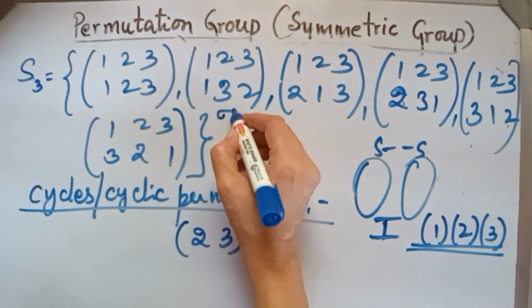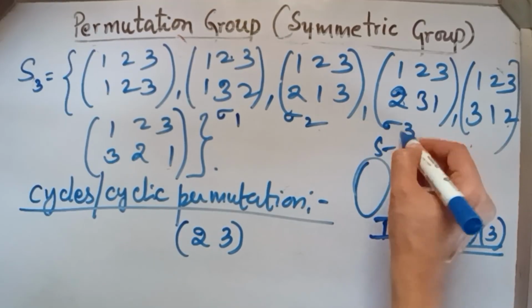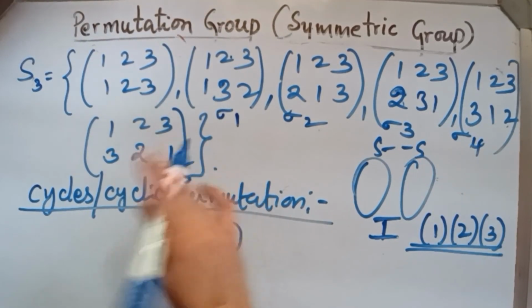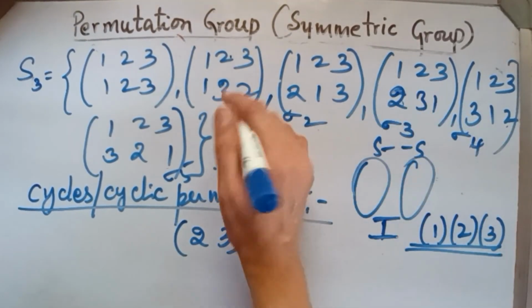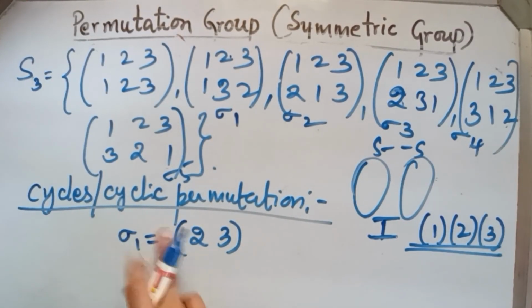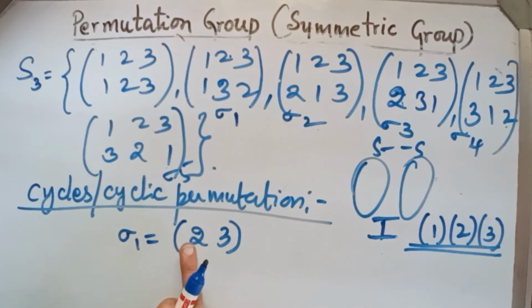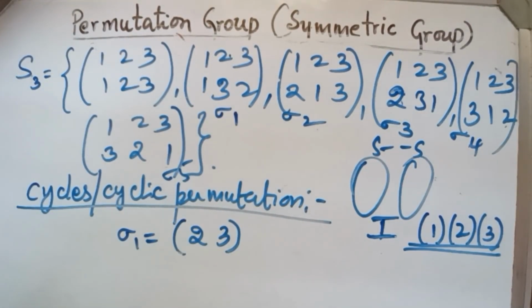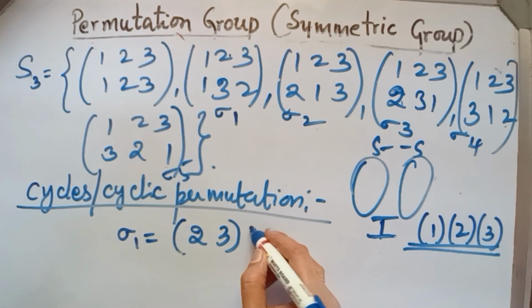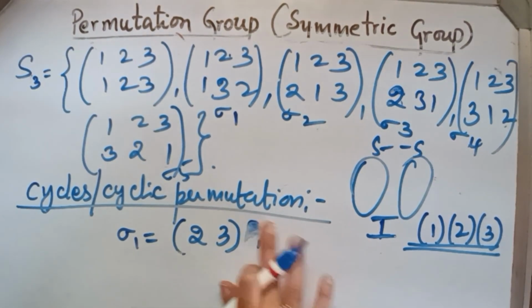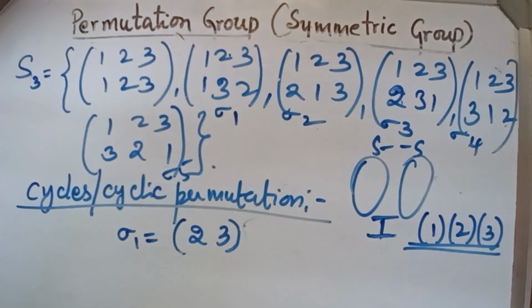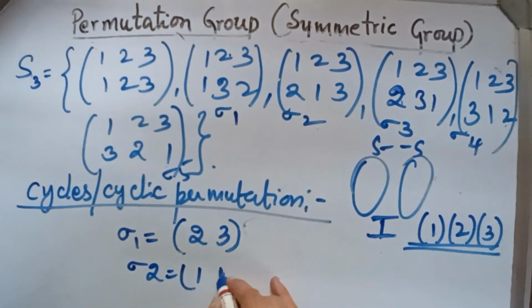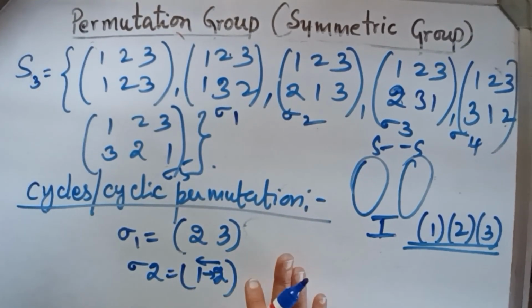So you can name these as sigma 1, sigma 2, sigma 3, sigma 4, sigma 5, and so on. These are all nothing but bijections. So sigma 1 in cycle notation is represented as (2, 3), meaning 2 goes to 3 and 3 goes to 2. Then 1 is fixed, 1 is going to 1. No need to write it separately. It is understood that in this case 1 is fixed. Similarly, if you take sigma 2, 1 goes to 2, 2 goes to 1. 3 is fixed, no need to write that.